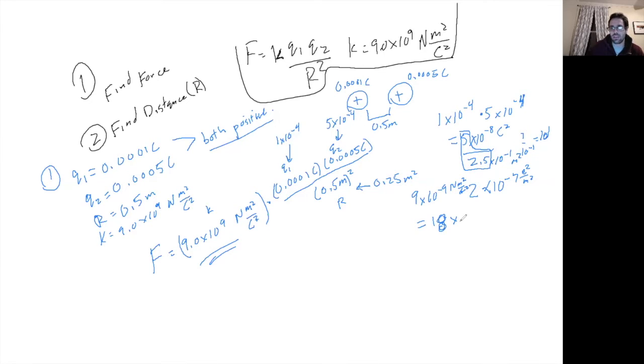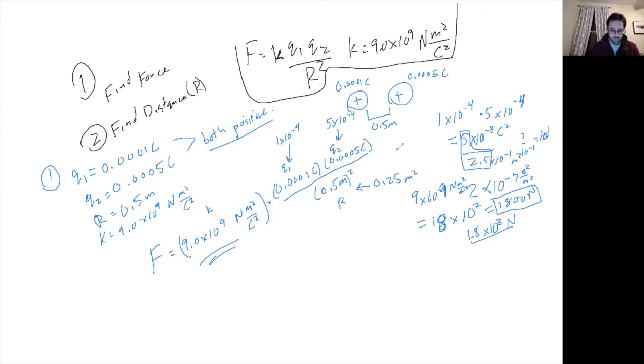And so what we get is 18 times 10 to the 9th times 10 to the negative 7, and 10 to the 9th times 10 to the negative 7th is just 10 squared. So 18 times 10 squared is 18 times 100, which is 1800. And the meter squared cancels with the meter squared down here, and the Coulomb squared cancels with the Coulomb squared here. And so we'll get just newtons as the unit here. Or in scientific notation, 1.8 times 10 to the third newtons. And you should hopefully get the same thing if we plug this into the calculator.